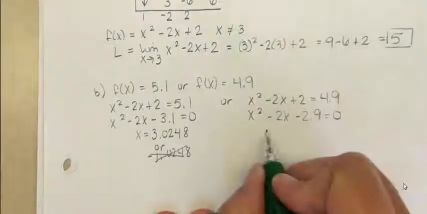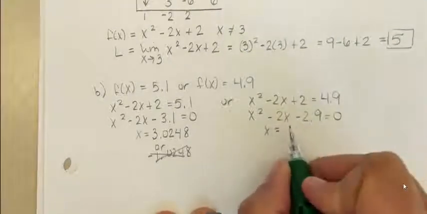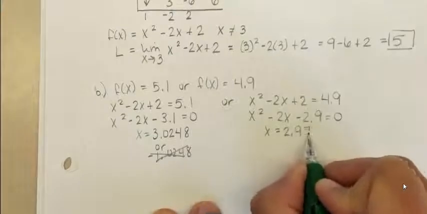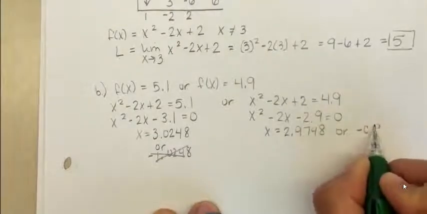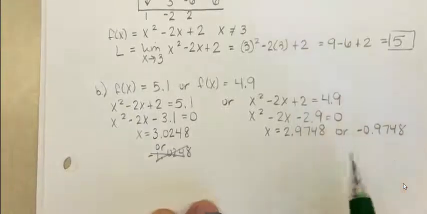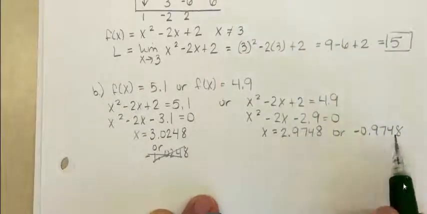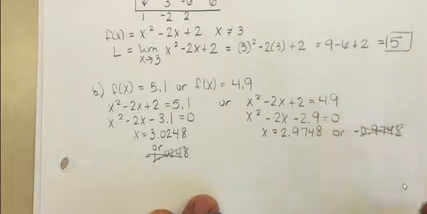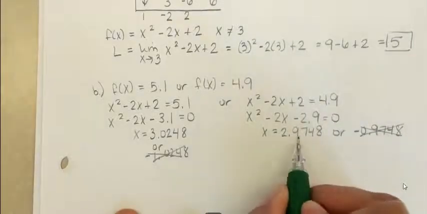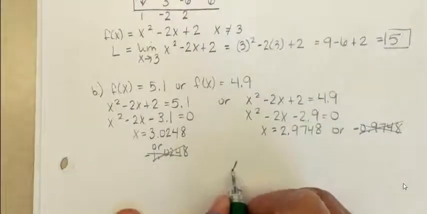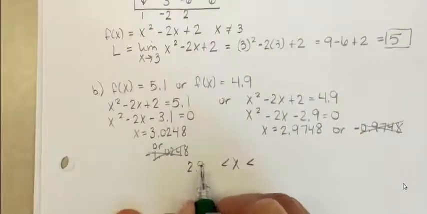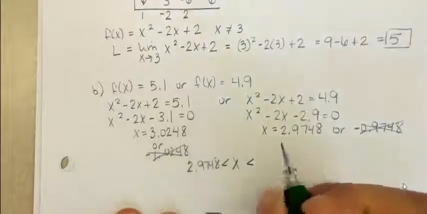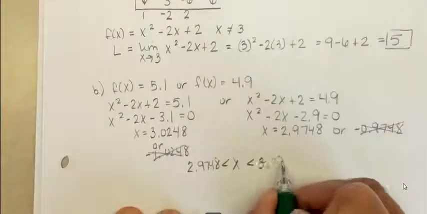On this side, you'll get x equals something, and again, we're trying to keep it close to 3, so using this answer would not make any sense. So you can use these 2 numbers to say x should be somewhere in between. We'll use 2.9748 and 3.0248.